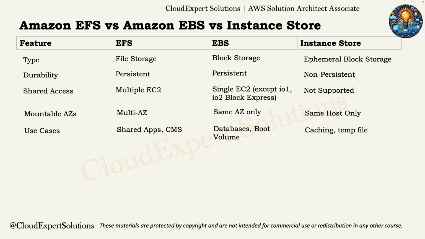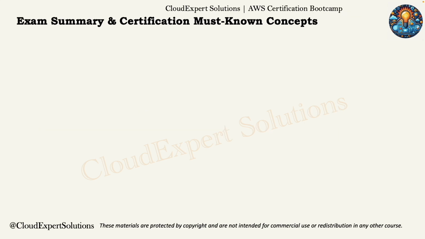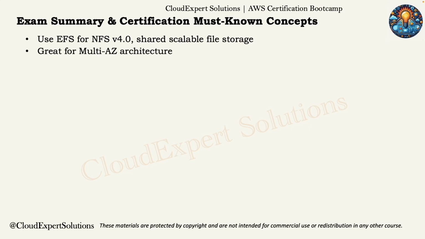In terms of use cases, EFS is for shared applications or for CMS type of applications. EBS can be used for databases or boot volumes, and Instance Store can be used when you have a requirement for caching or temporary file storage. To summarize, EFS is your go-to solution when you need NFS 4.0 protocol or shareable file storage in AWS. This is ideal for multi-AZ EC2 architecture, and it supports lifecycle policy that can significantly lower your storage cost.